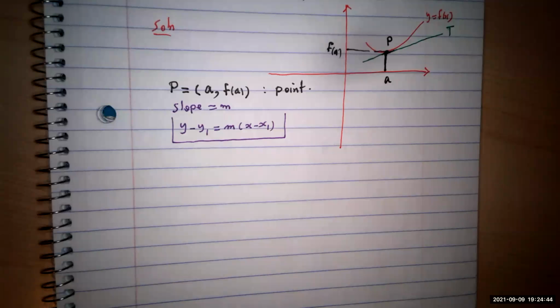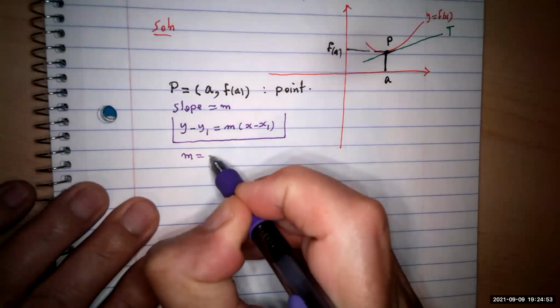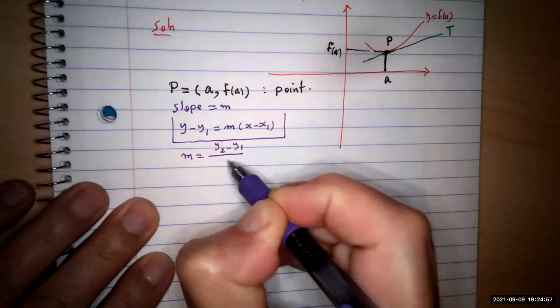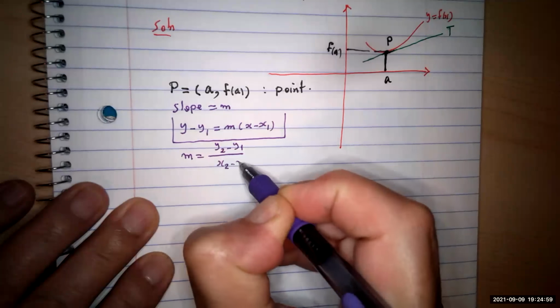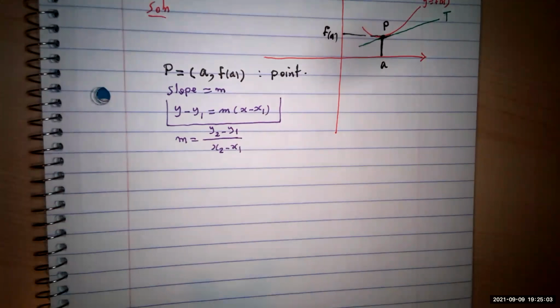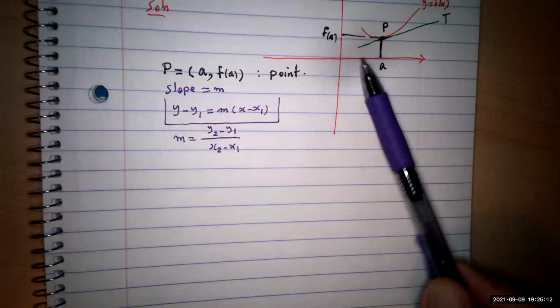The formula that you have for the slope when you have 2 points, remember? In order to find the slope, this is the formula: m is equal to y2 minus y1 over x2 minus x1. So if you have 2 points, then you can find the slope. So the question is, how are we going to find the slope of this line?